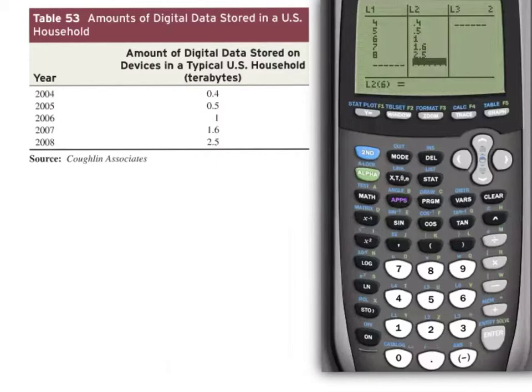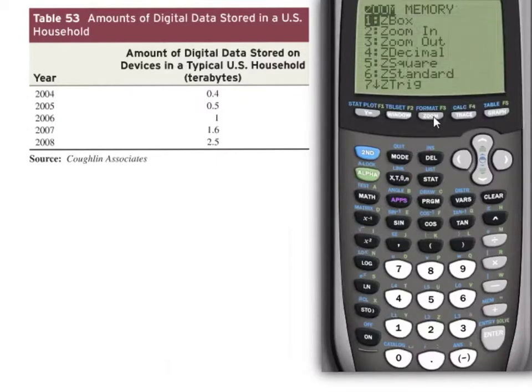So I've entered this data into my calculator. I put the x values, these are the number of years since the year 2000. So 2004 became a 4, and then it goes up through 2008. And then these are the terabytes in L2. So you want to start just by making a scatter plot of this data. So we're going to just press zoom 9, and that'll give us a scatter plot of that data.